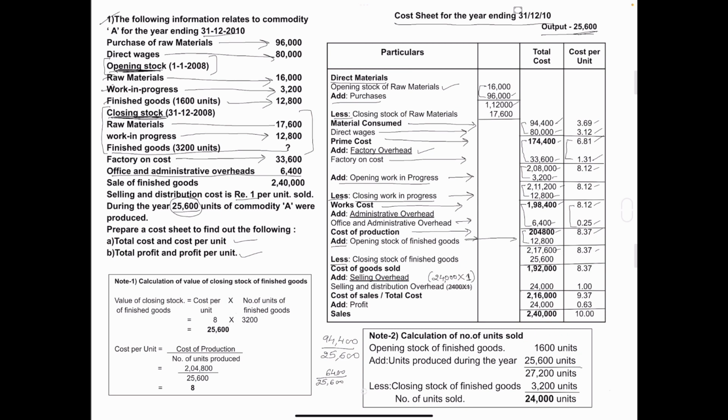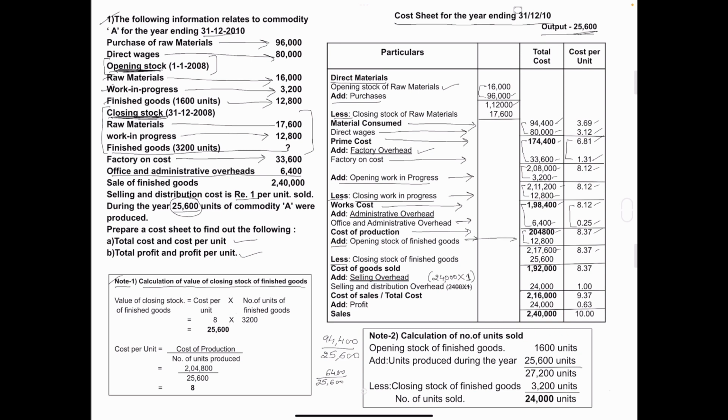For that we will prepare one note. So I have prepared here note number 1: Calculation of value of closing stock of finished goods. In some problems they will give you the value of closing stock, and in some problems they will not give you. We have to calculate it. The formula is: value of closing stock of finished goods is equal to cost per unit into number of units of finished goods.